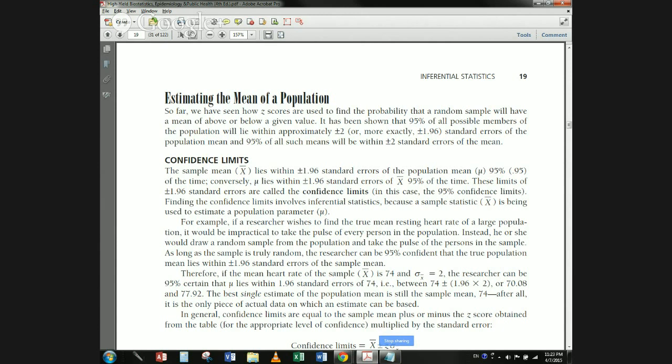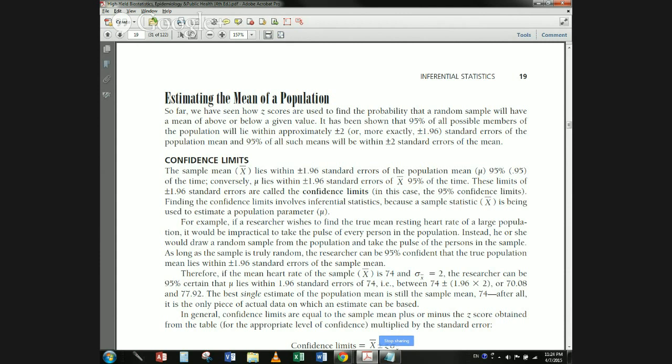For example, if a researcher wishes to find the true mean resting heart rate of a large population, it would be impractical to take the pulse of every person in the population. Instead, he or she would draw a random sample from the population and take the pulse of persons in the sample. As long as the sample is truly random, the researcher can be 95% confident that the true population mean lies within plus or minus 1.96 standard errors of the sample mean.